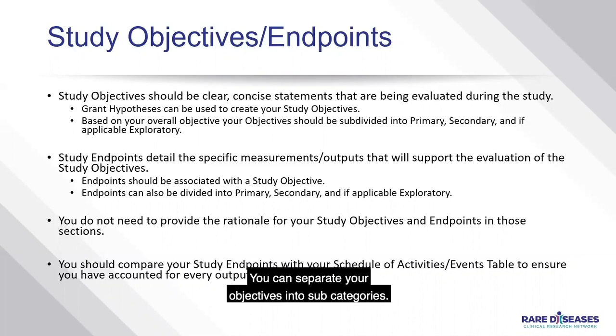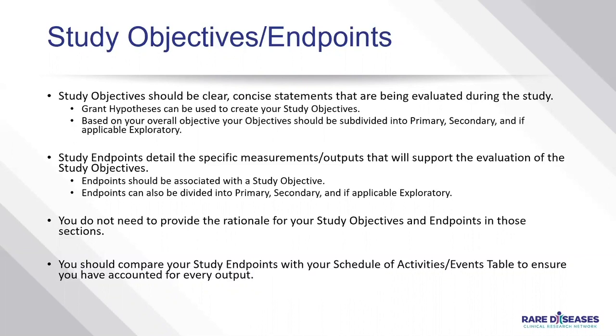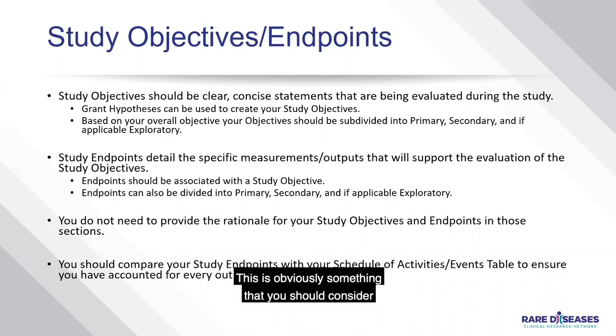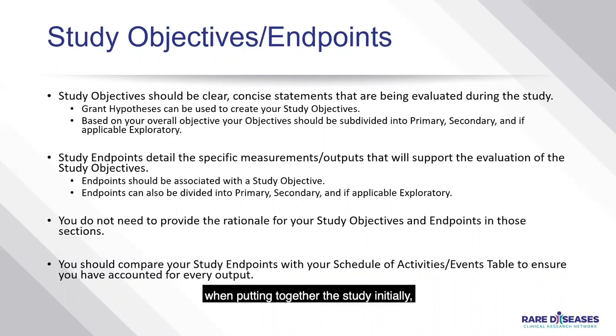You can separate your objectives into subcategories. Those are generally primary, secondary, and exploratory. The presence of these subcategories is often dependent upon the type of protocol that you are putting together. It might be dependent upon the phase of study you're looking at and whether or not there's a study intervention, such as a drug or a device. This is obviously something that you should consider when putting together the study initially, and often something that the DMCC would be happy to review.